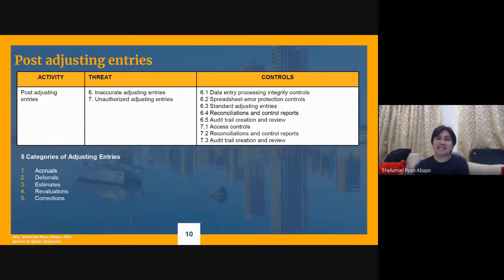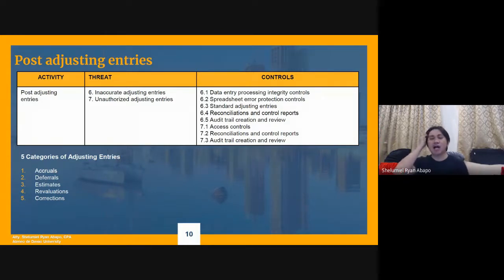The 4th basic category will be the revaluation. These are entries made to reflect either differences between the actual and recorded value of an asset or a change in accounting principle. And the 5th one will be correction. These are entries made to counteract the effects of errors found in the general ledger.